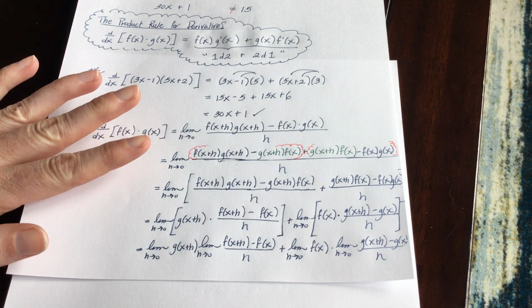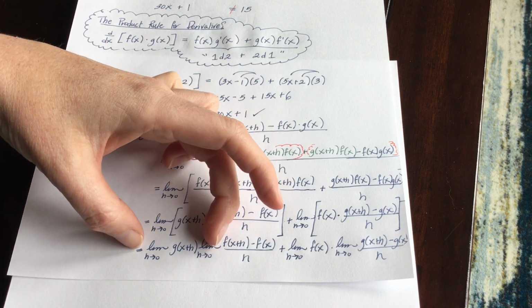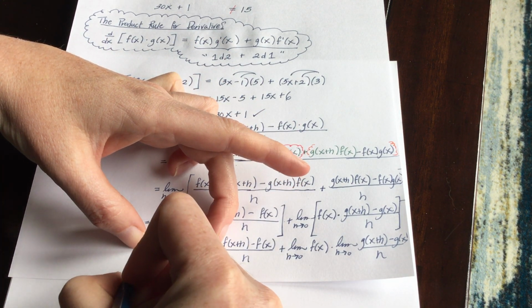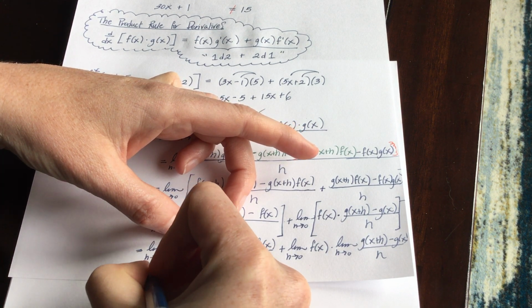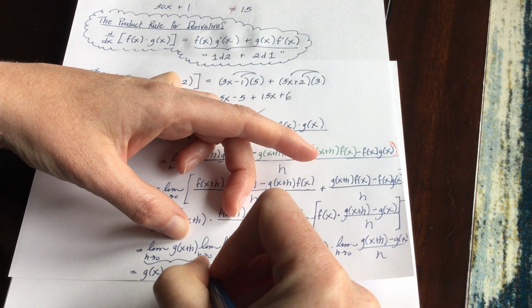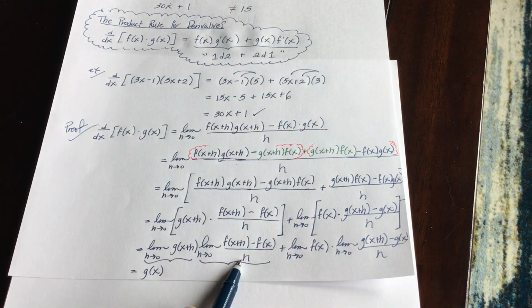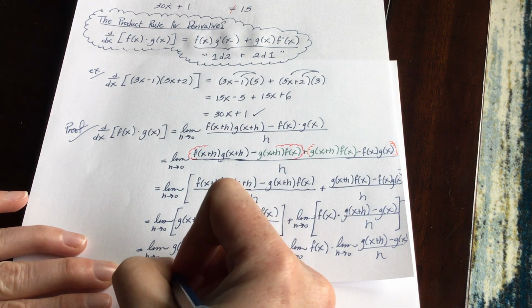Okay, so now let's look at what we have. Let's consider each limit one at a time. So for this first limit expression, if you let h go to 0, what would this say? It would just say g of x. For this expression, if you let h go to 0 on this expression, then I hope you've noticed that this is the definition of f prime.